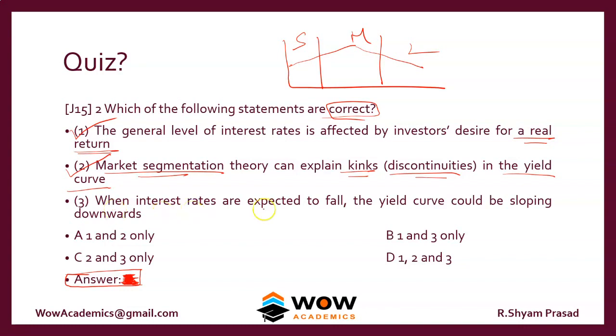When interest rates are expected to fall, the yield curve could be sloping downwards. The answer is yes. When interest rates are expected to fall, the yield curve will also fall. So all the three are right. So the answer should be D. The answer is D.